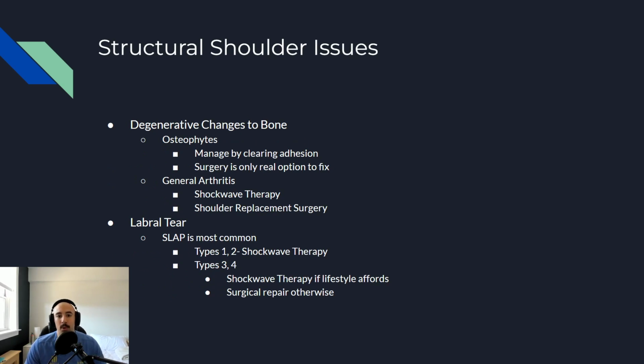So let's get really specific about some of these structural issues. So again, bones and cartilage, osteophytic changes, you can manage them, right? And this is how we're ultimately going to fix these things. You can manage it by clearing adhesion. So making sure that the muscles, ligaments, and tendons around that osteophytic change, that bone growth, those structures are in good shape. If you're looking to get rid of an osteophyte, surgery is the only real option to fix it.